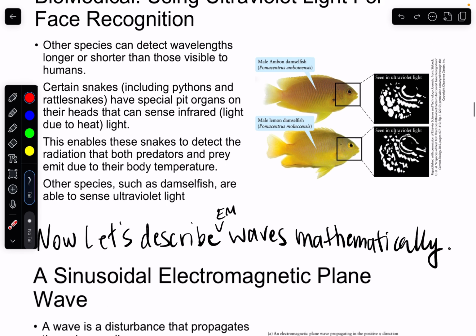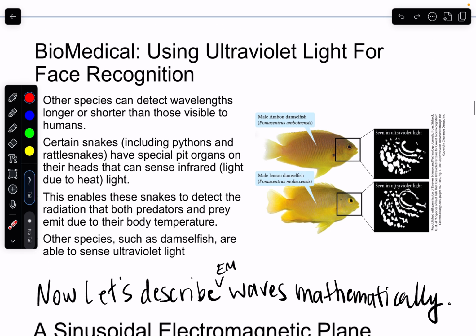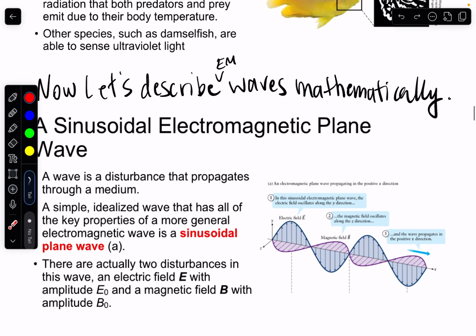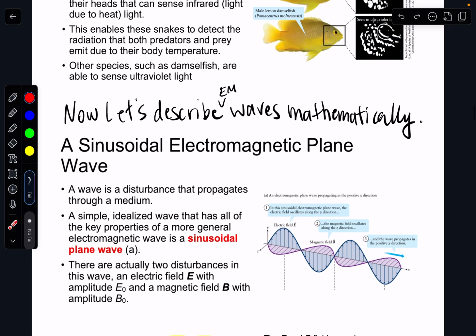So now that we've talked about the fun, interesting stuff, let's get into the nitty-gritty. Let's describe electromagnetic waves mathematically. And the way we do that is we describe electromagnetic waves using a sinusoidal wave that is a plane wave. Okay, and so we'll dive into what that means.